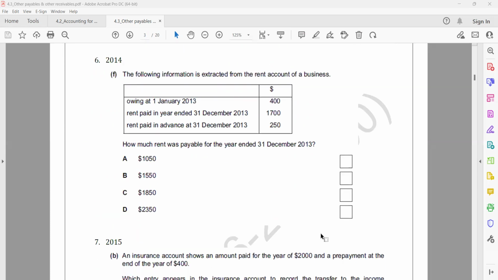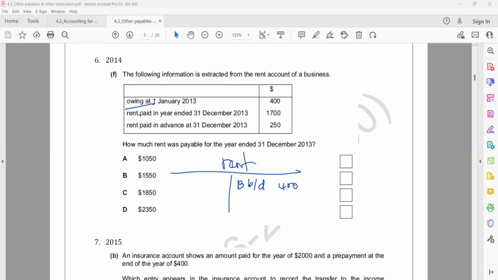Okay. Now let's continue. Question 6. How much rent was payable for the year ended 31st December 2013? Open a simple T account. Put in the debit side or credit side. Put in your rent payable account. Open a simple T account. Rent account. This one is debit or credit? Credit. Credit. This is a balance b/d.